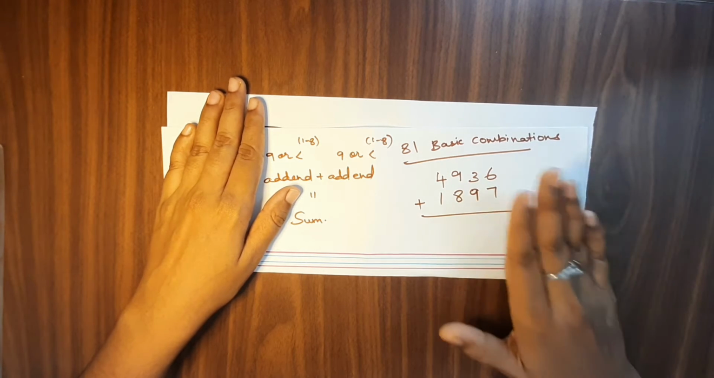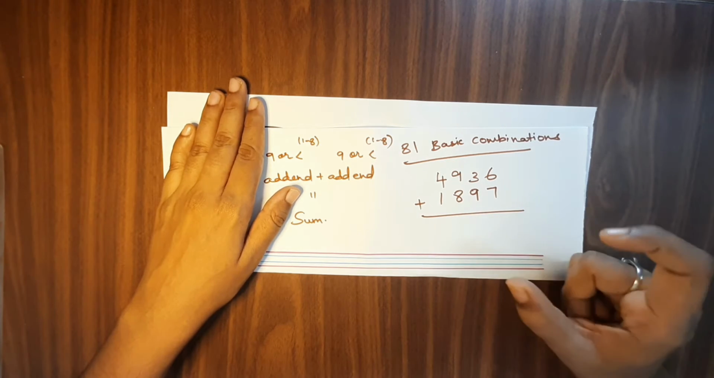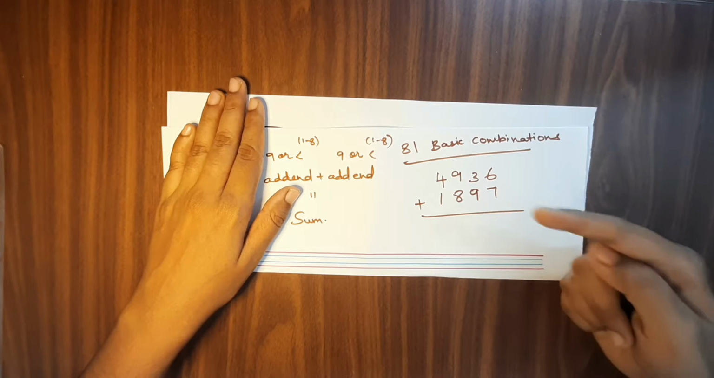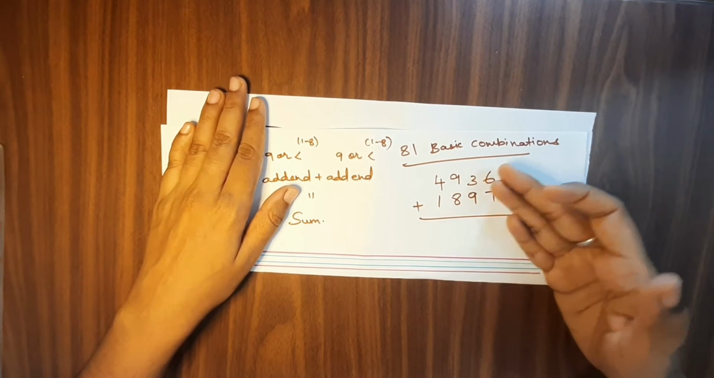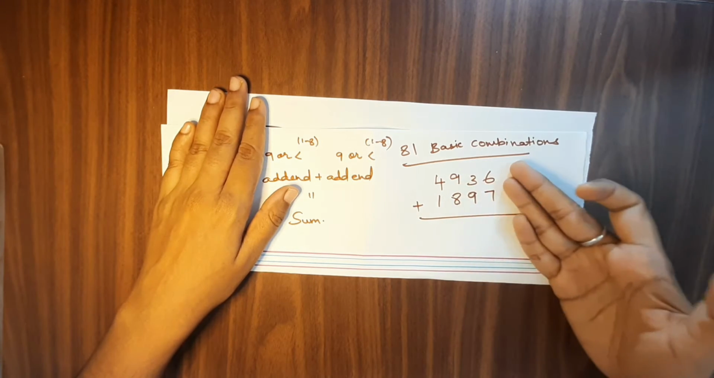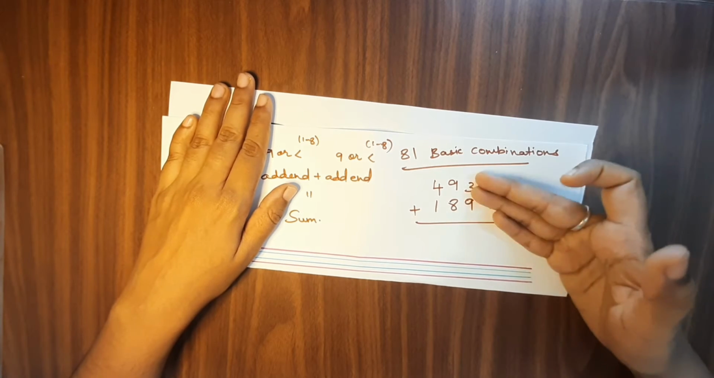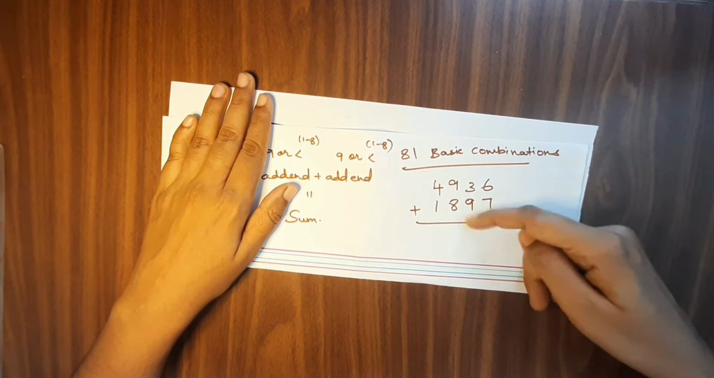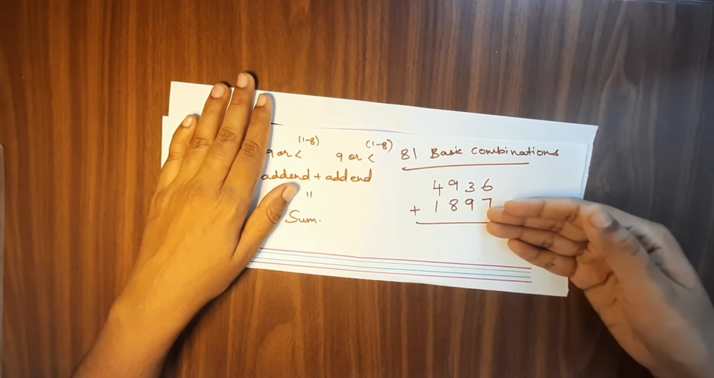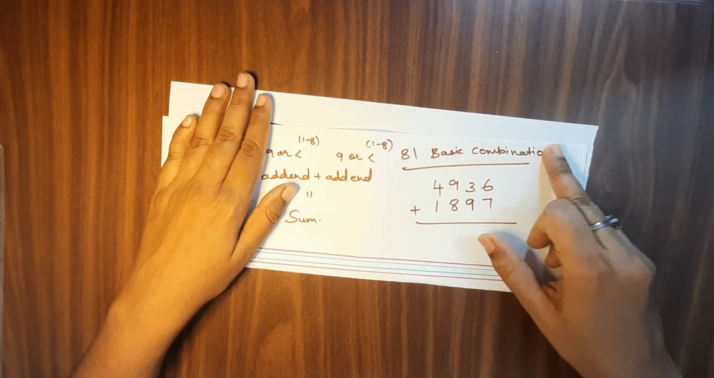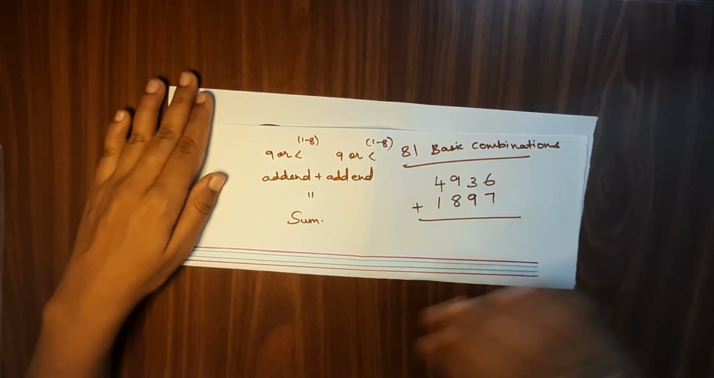Now here, using a material, we are going to help the child concentrate on the basic combinations and their results around addition. Whatever the number, whatever the level, 4936, 1897, you are not going to add as such. Again, you are going to use the basic combinations one by one, starting from units, tens, hundreds and thousands. You are going to use only the basic combinations. There are 81 basic combinations, and I will show you the 81 basic combinations using the material.